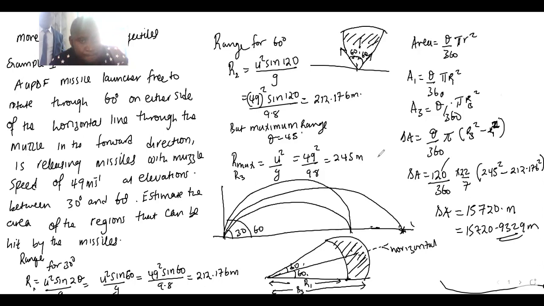But they said 60 degrees on either side of the horizontal line. No, I told you, look, this is my horizontal line. That vertical, I've just used it for explaining. Remember I said this was my horizontal line? Even I wrote it down here that this is my horizontal. So in the horizontal, we have a 60 on this side, we have another 60 on that side.